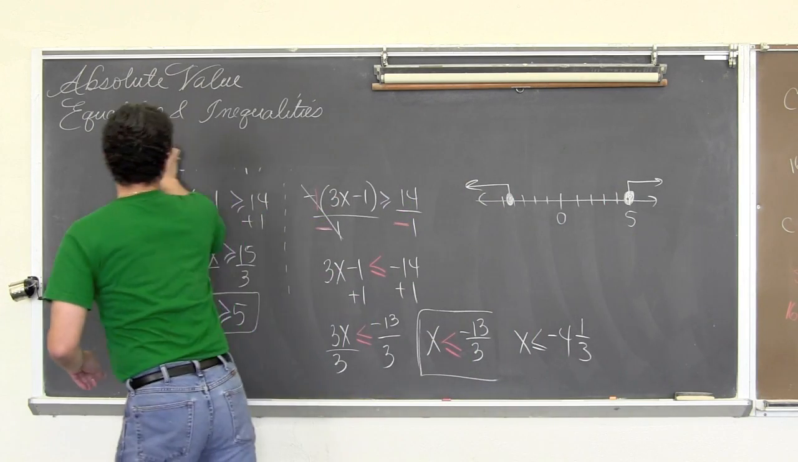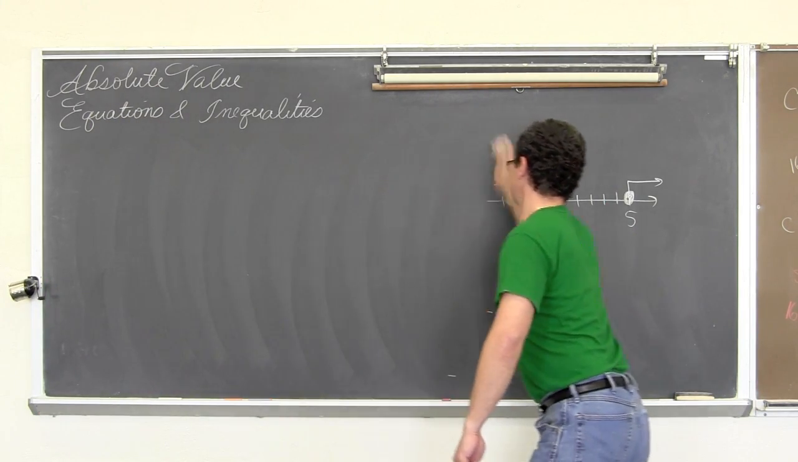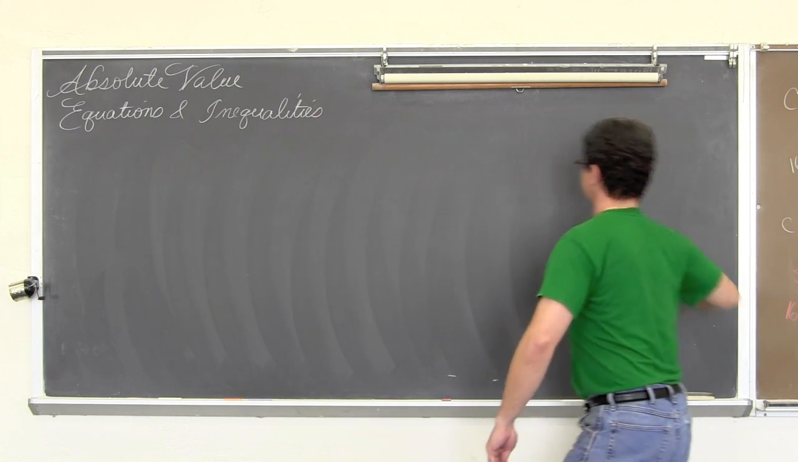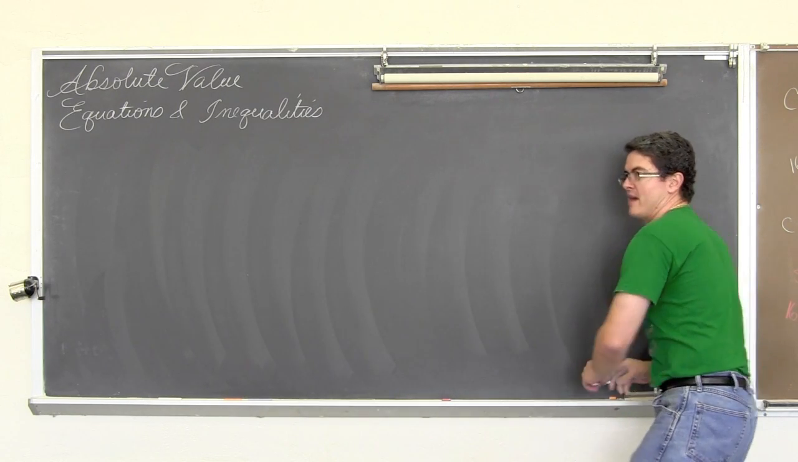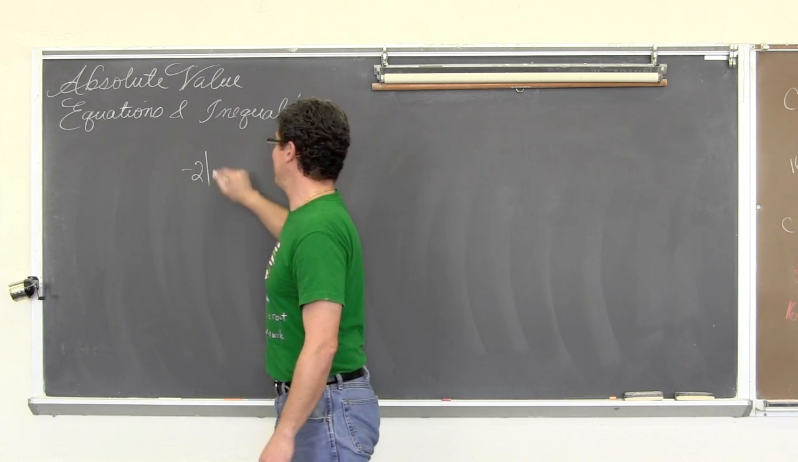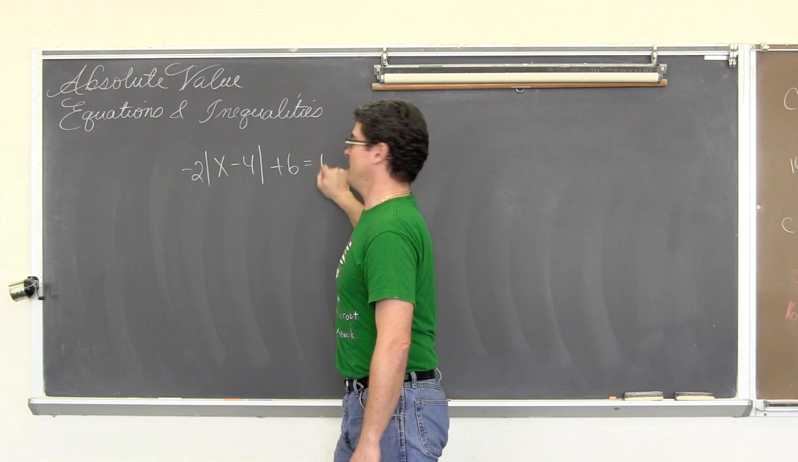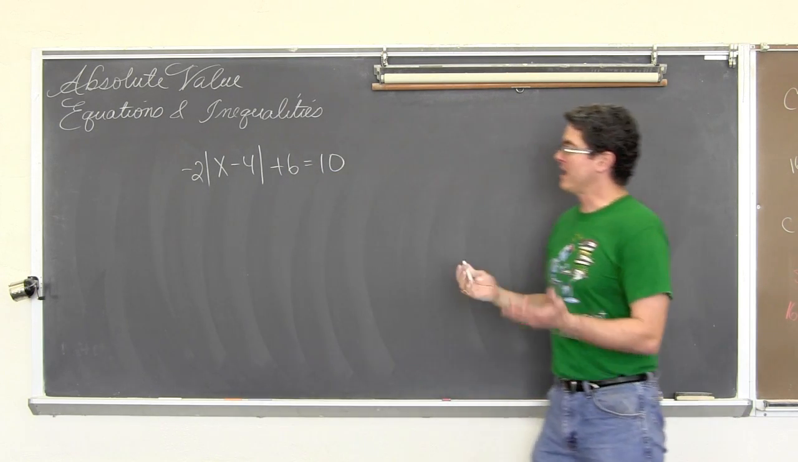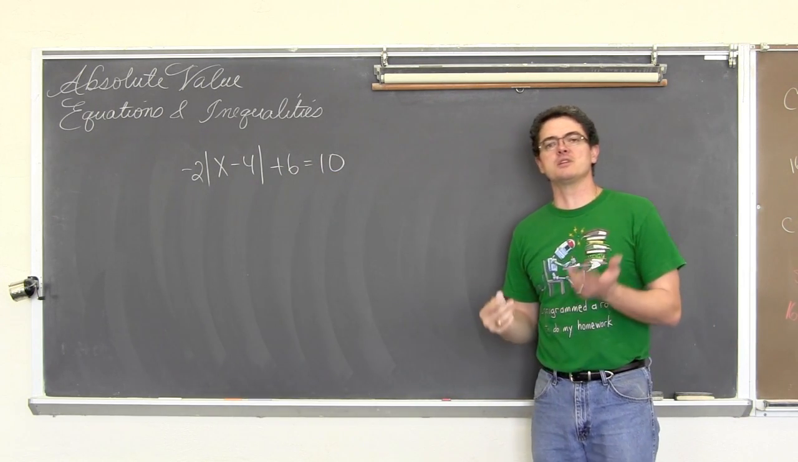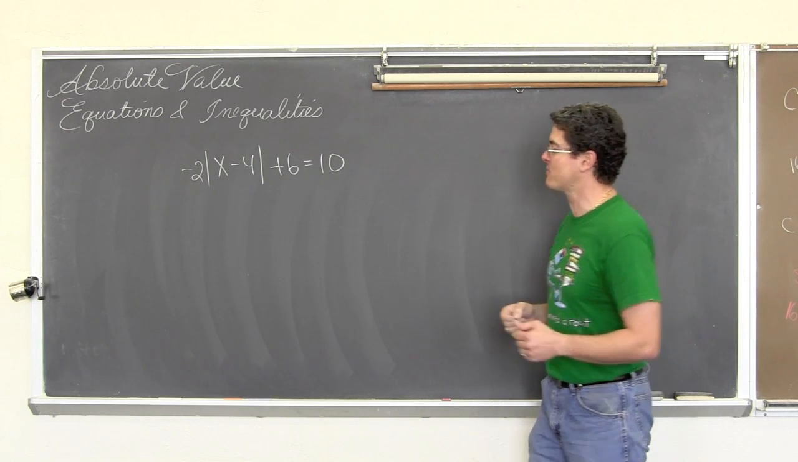Next example. Alrighty then, we've got negative 2 times the absolute value of x minus 4, plus 6 equals 10. Okay, this absolute value function is not already alone, so we're going to have to take a couple of steps before we're really ready to start this problem.